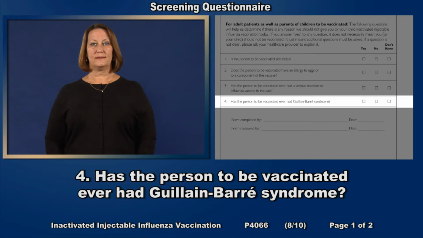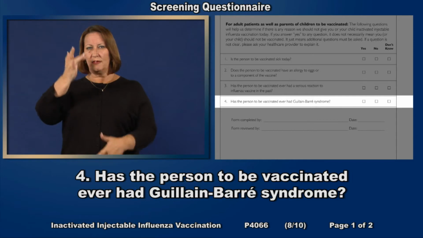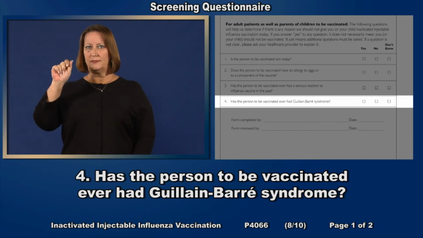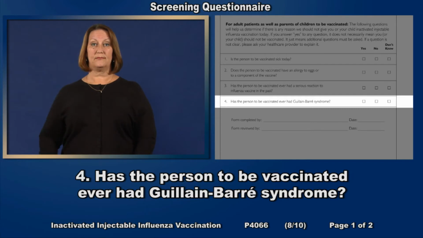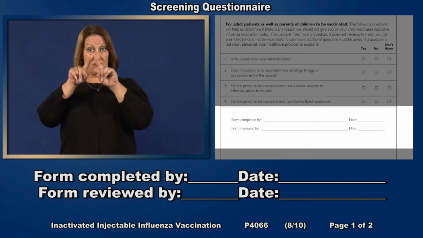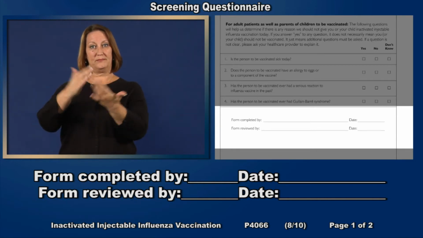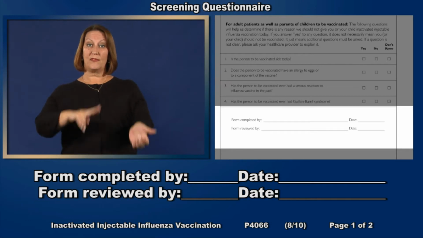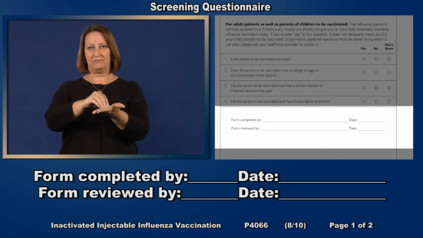Four. Has the person to be vaccinated ever had Guillain-Barré syndrome? Form completed by, date. Form reviewed by, date.